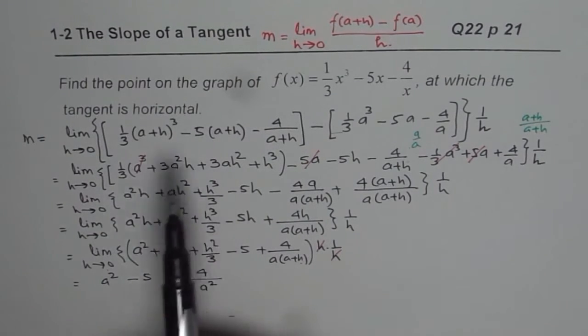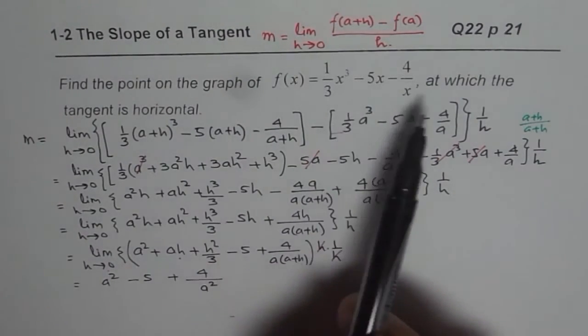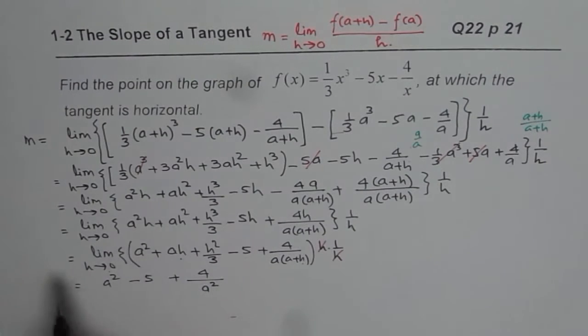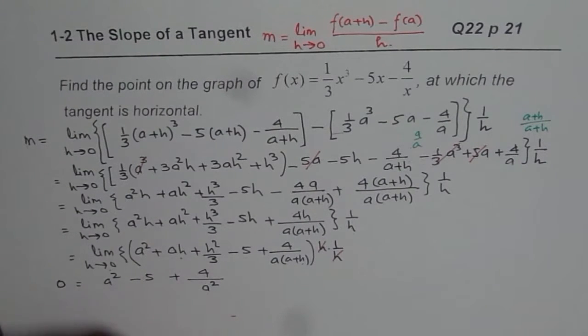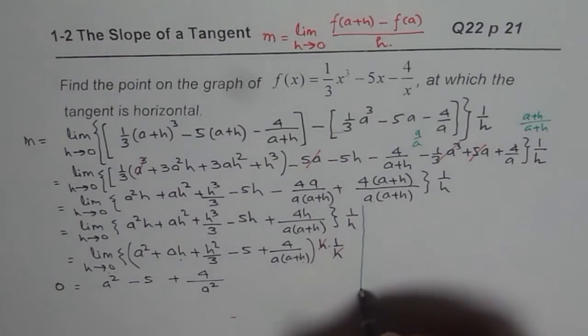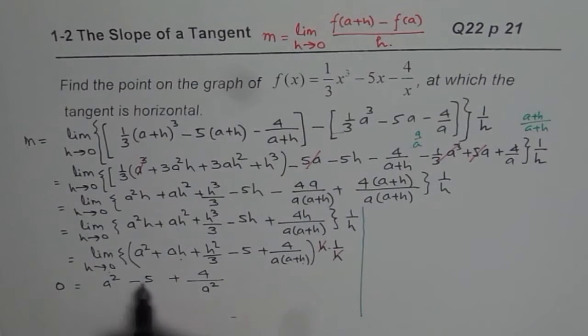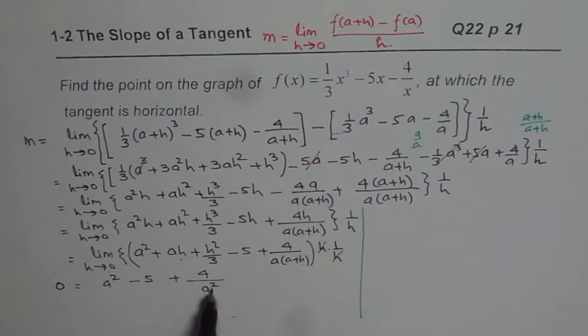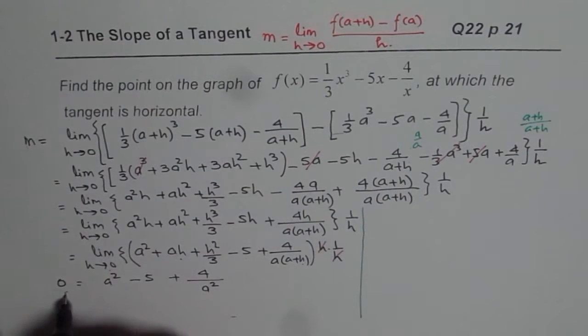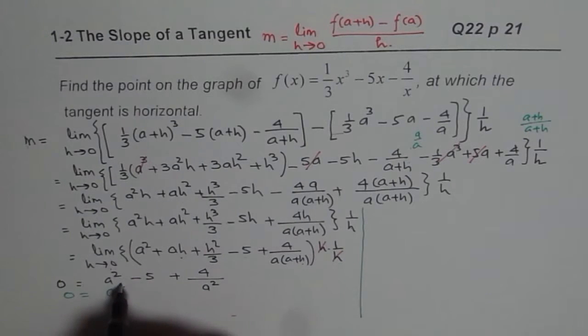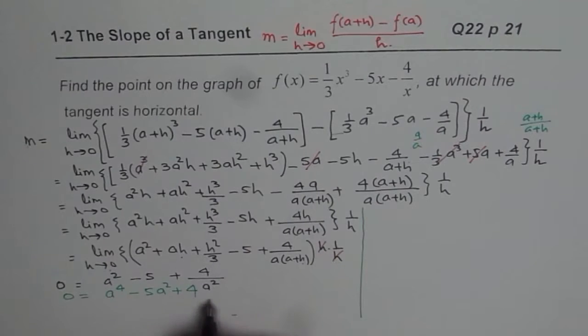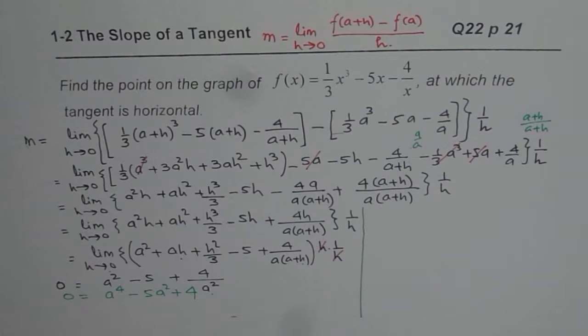Now the question is, find the point on this graph at which the tangent is horizontal. That means the slope is 0, right? Horizontal tangent means slope of 0. So now we get our equation, which needs to be simplified. Let me write this equation clearly. Let me multiply everything by a square. So I get 0 equals a to the power of 4 minus 5a square plus 4. So I multiplied by a square, right?